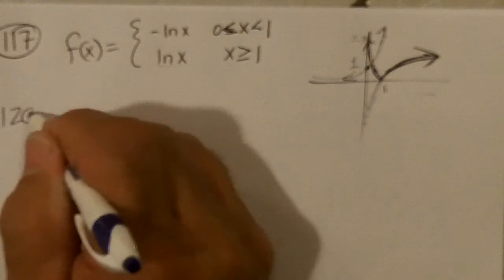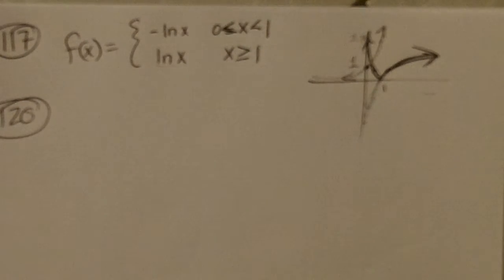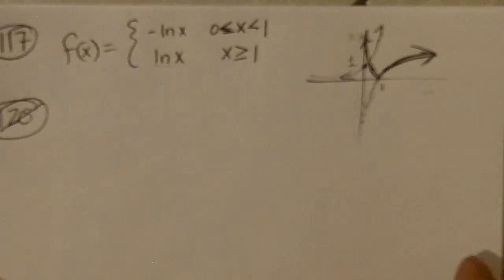And now 120. 120 says, oh, this is the diversity index. And I did this one in class. So I'm not going to do 120. All right.